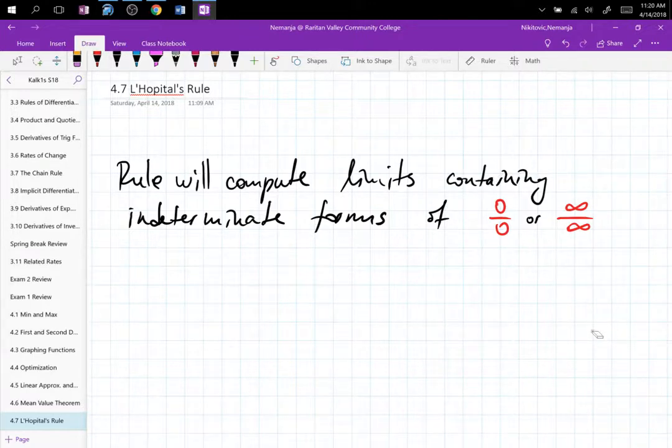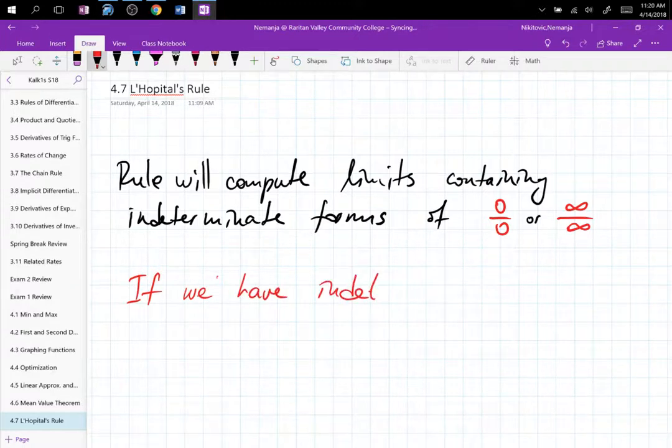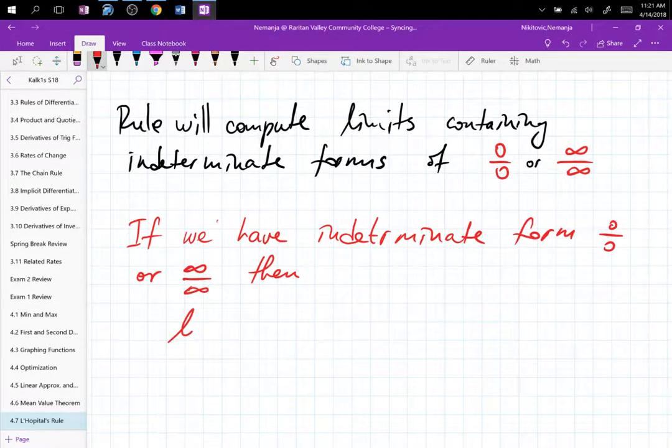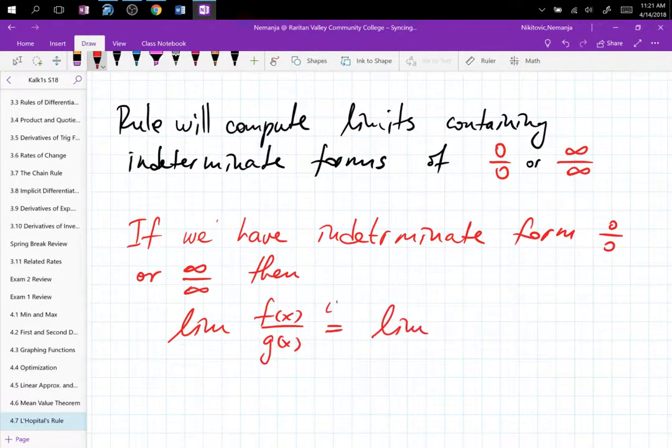So now, what does the rule say? The rule simply says that if we have indeterminate form 0 over 0, or infinity over infinity, then the limit of f of x divided by g of x is going to be, equal by L'Hopital, the limit of f prime of x divided by g prime of x, as long as g prime is not 0, right?